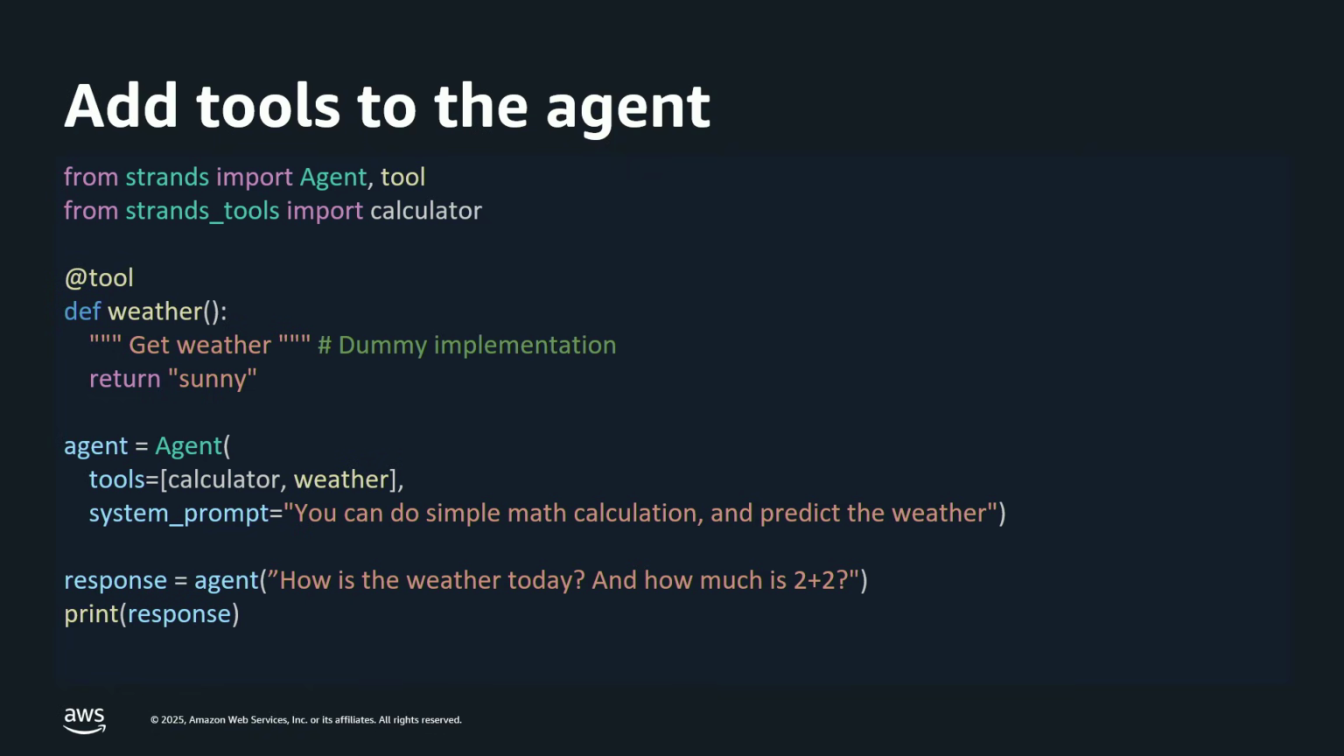So you have some pre-built tools available like calculator, local file interactions, file system interactions, streaming data, REST API, HTTP requests, things like that. But we're giving it a smaller set of tools available so it can do its one specific task of math calculations and weather prediction.